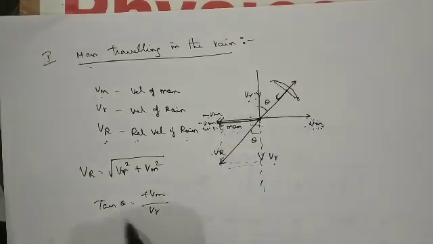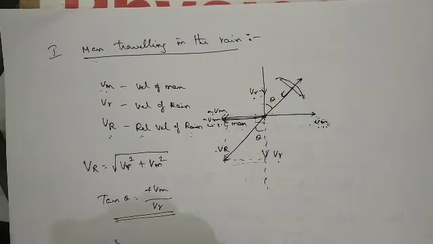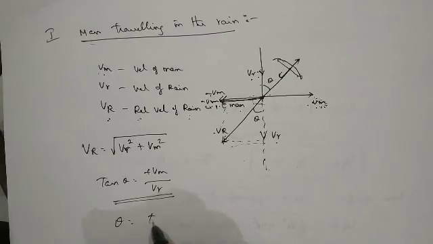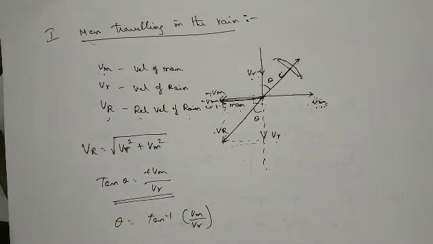This will give the direction of the rain with respect to the perpendicular. So theta is equal to tan inverse of Vm upon Vr. That will give you the angle here.